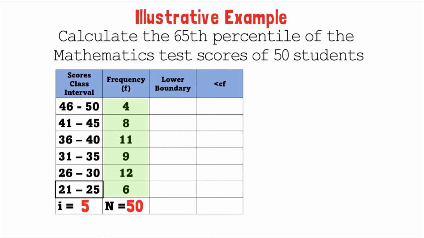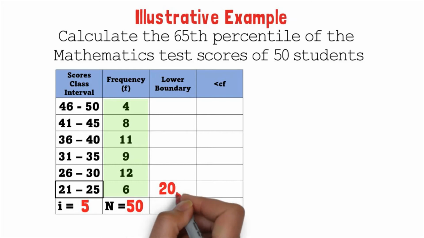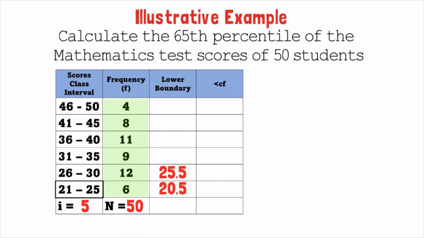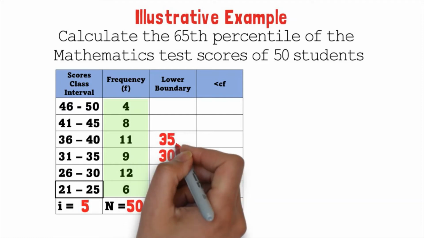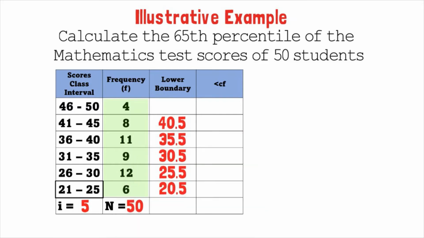Next is the lower boundary. So sabi natin kay lower boundary, magsusubtract lang tayo ng 0.5 sa lower limit. That is, 21 minus 0.5 is 20.5, 26 minus 0.5 is 25.5, 31 minus 0.5 is 30.5, hanggang makarating tayo kay 46 minus 0.5 that will give us 45.5.